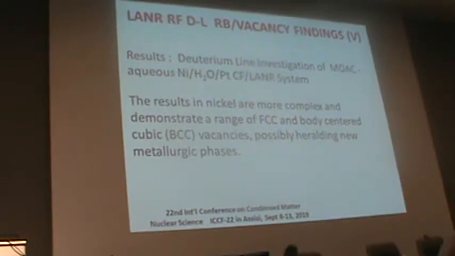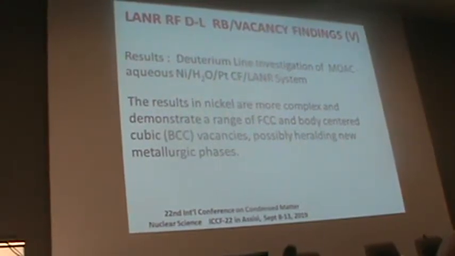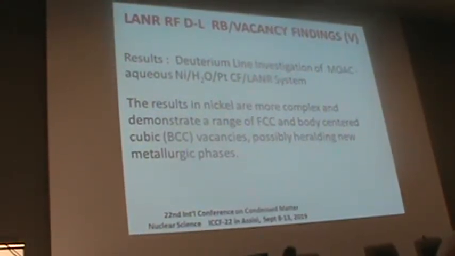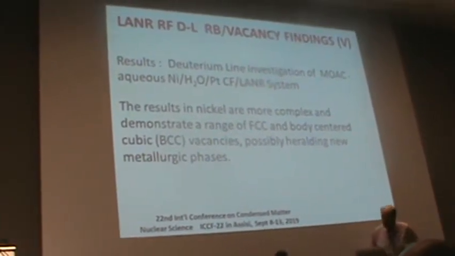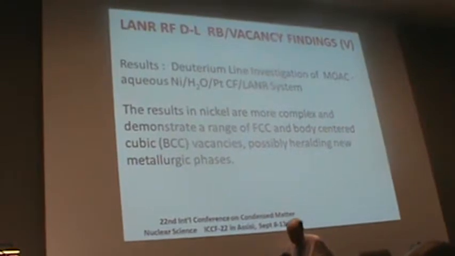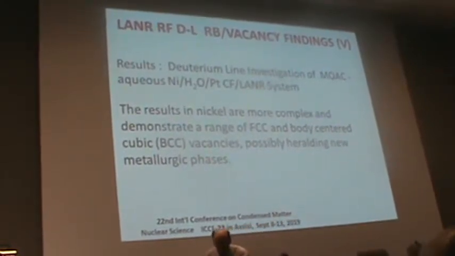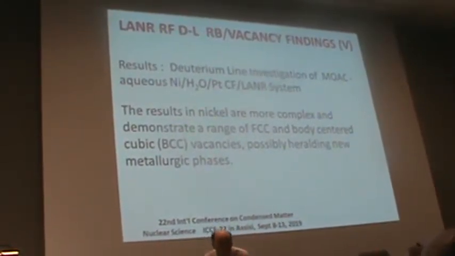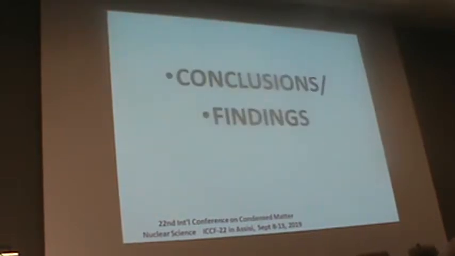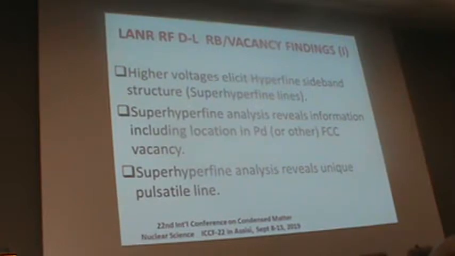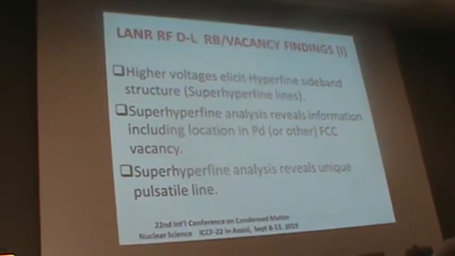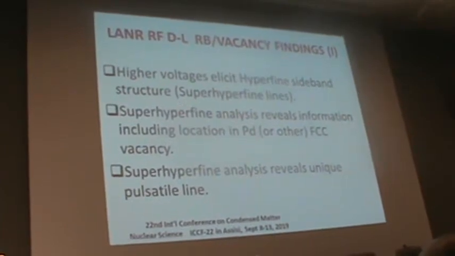The basic finding is that the results in nickel are very complex and demonstrate a range of face-centered cubic and a few body-centered cubic vacancies, which may herald completely new metallurgical phases in the nickel, unlike the deuterium. So, conclusion and findings. 1, higher voltage is needed to elicit the hyperfine sideband structure, which we call super-hyperfine lines.